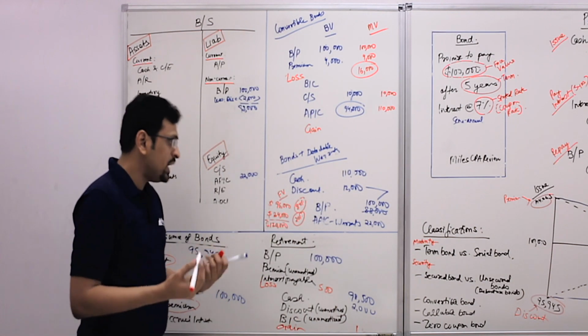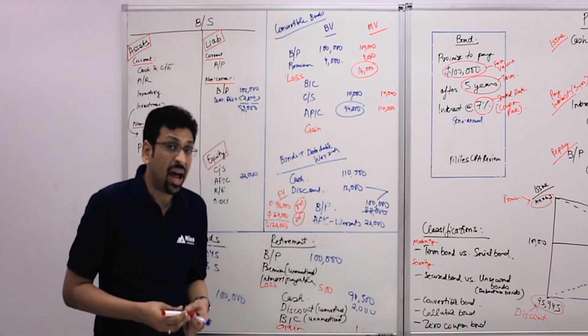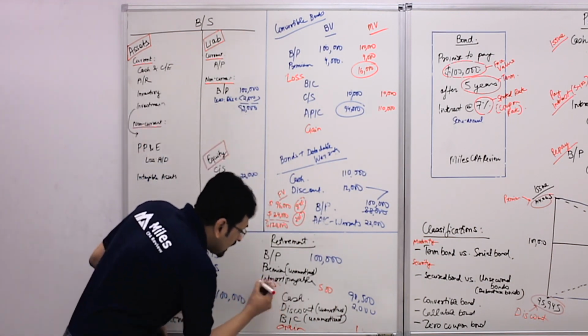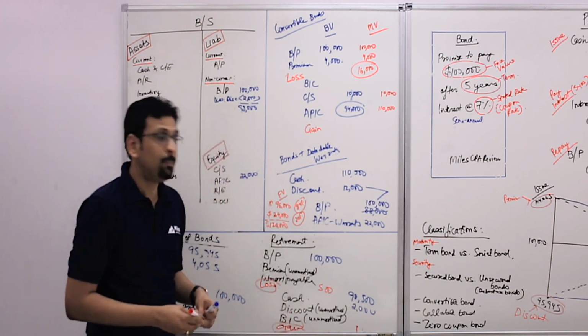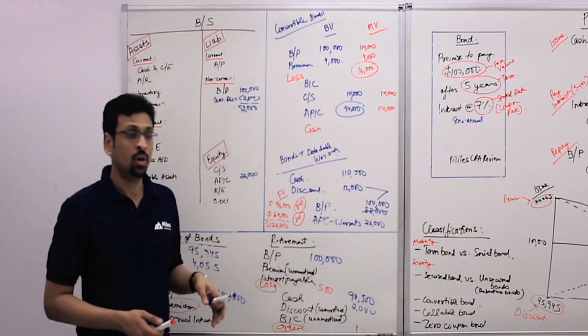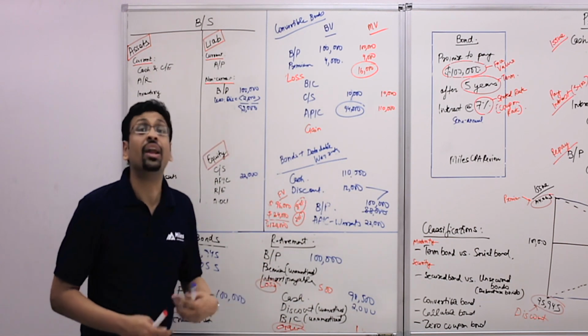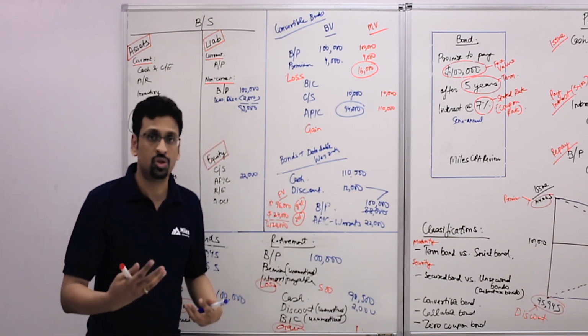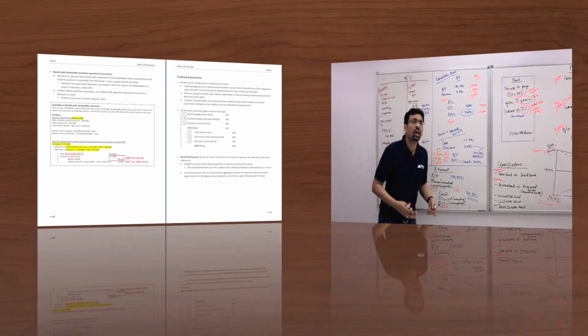So guys, what I'm trying to say is, if you're trying to retire your bonds prior to maturity, you might have a gain or a loss. That's your plug on this journal entry. Now this gain or loss on early retirement of bonds goes to your income statement.